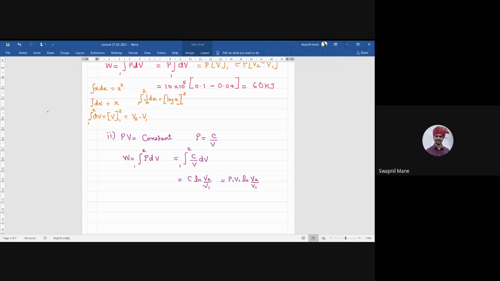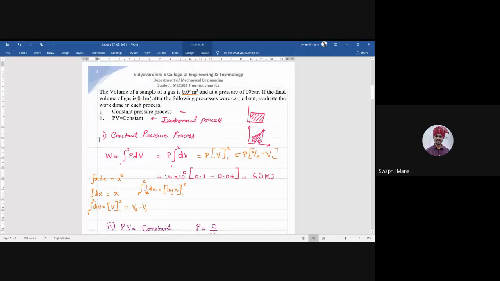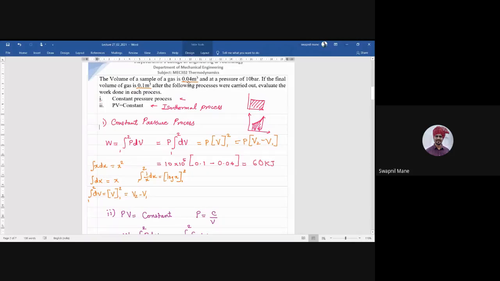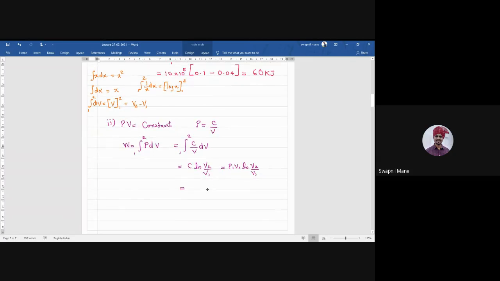Is it okay? Why am I not writing P2V2? Because I don't know the value of P2. Here only the initial pressure is given, and the initial volume is known. So I will write P1V1. This I can also write as P2V2 log of V2 by V1, it is one and the same. Isn't it?